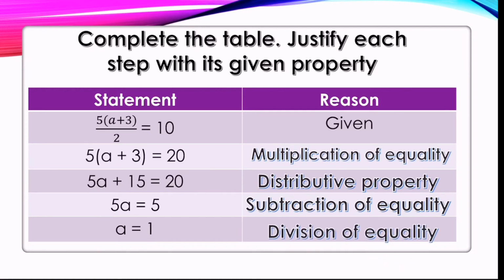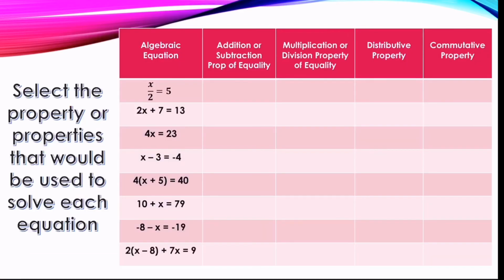Okay? So I have one more thing for us to practice. Now, this table is something you could see on EOC, so this is a little bit more in depth. Notice they don't necessarily give you step by step. They just want to know which properties you would use to solve. So this first row is easy. I just have to get rid of the 2, so that would be multiplication or division.